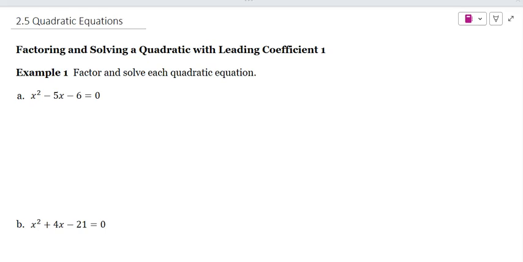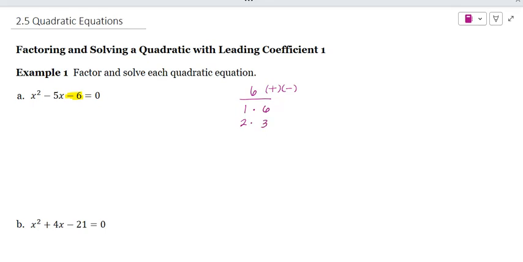I'm going to look at this constant term that's at the end. I want to think about what are the numbers I can multiply together to get me to a negative 6. Because 6 is negative, I know that one of the numbers has to be positive and the other one has to be negative. So the options of two numbers that can be multiplied together to give me 6 are 1 times 6 and 2 times 3.